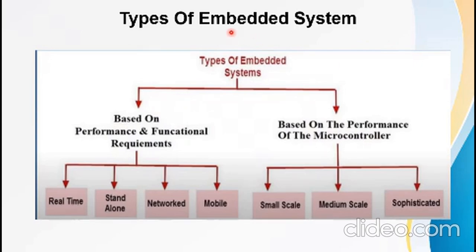Types of embedded systems. Here we can see embedded systems are classified in two ways: based on performance and functional requirements, and based on the performance of the microcontroller. Based on performance and functional requirements, they are divided into four parts: real-time, standalone, network, mobile. Based on the performance of the microcontroller, they are divided into three types: small scale, medium scale, sophisticated.